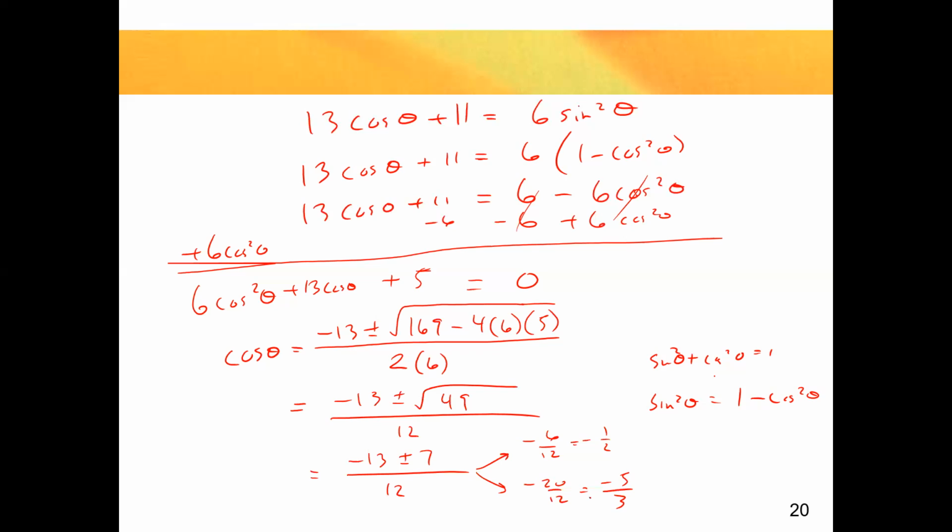Did the top one say negative 1/2? Negative 1/2 eventually. Let me erase this here. Okay, so then I'm looking for when is cosine theta equal to negative 1/2? When does cosine theta equal negative 5/3? Boom, unit circle. I know I'm in quadrant 2 and 3.